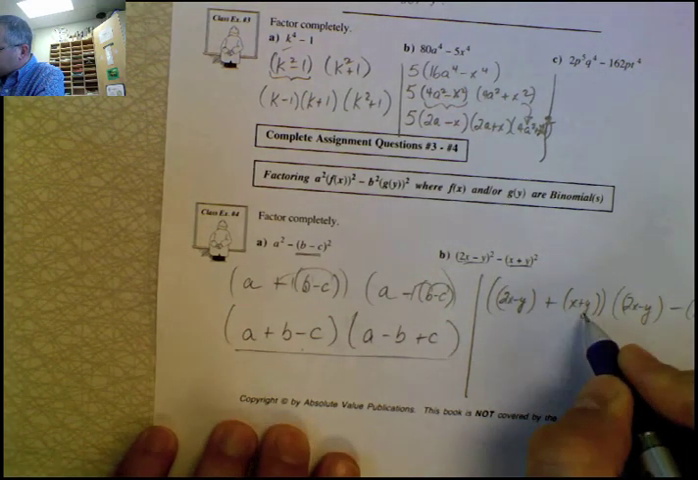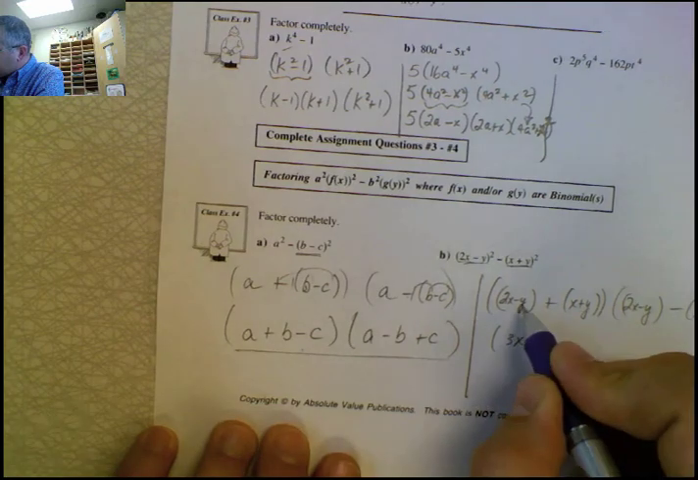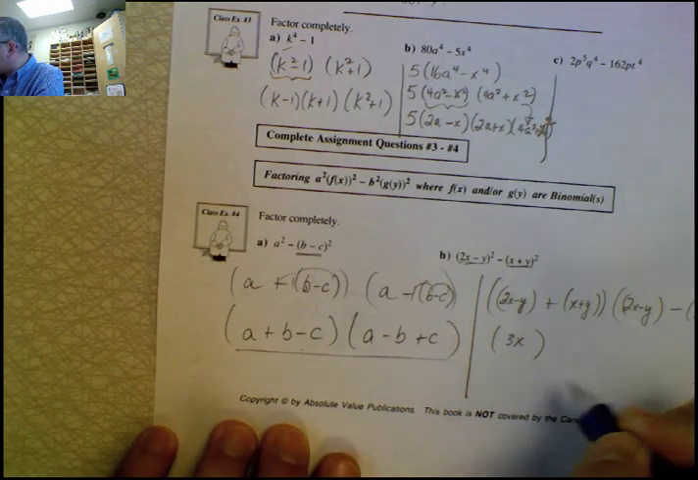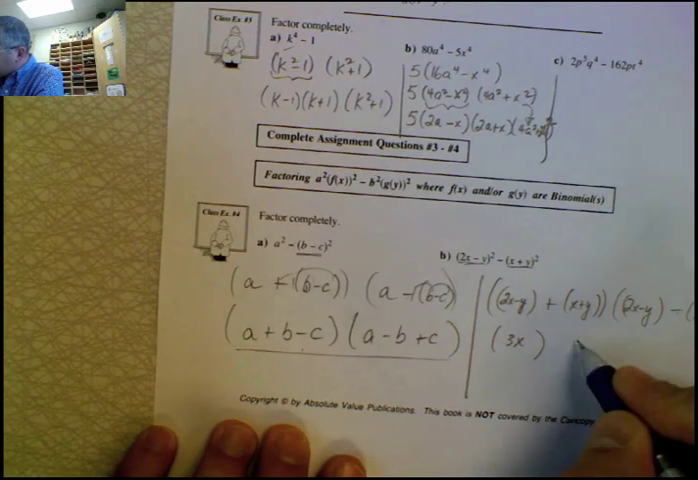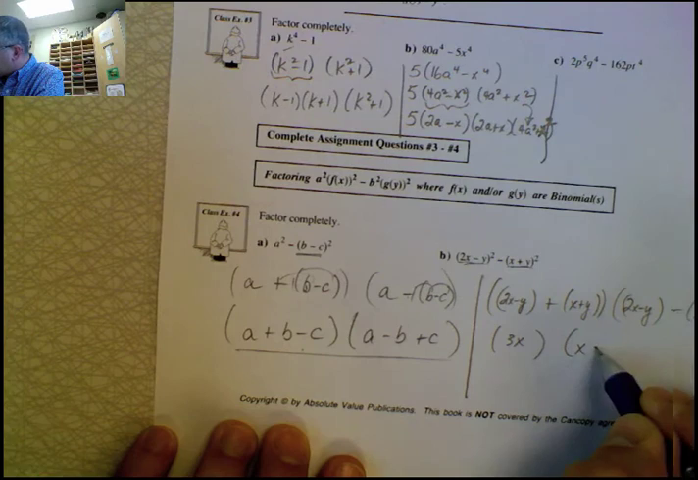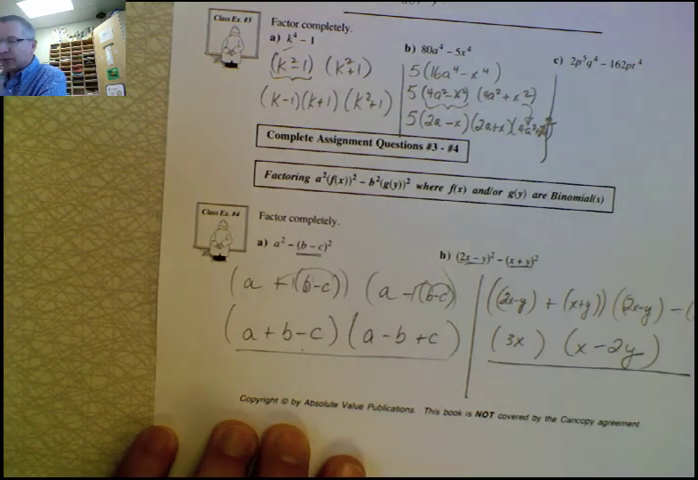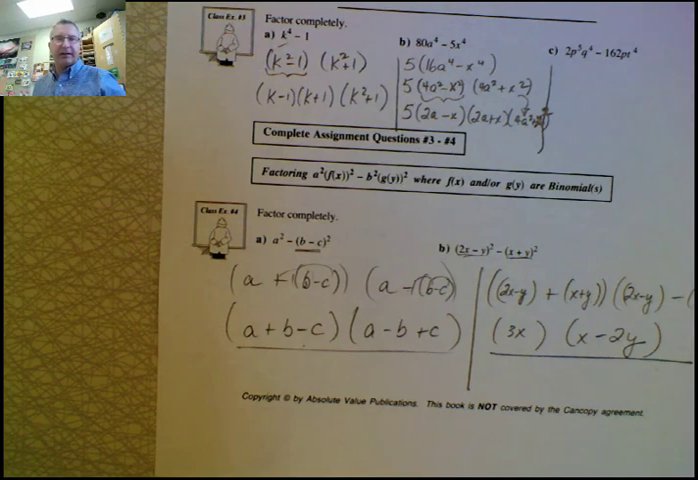So if we look at this first situation, 2x + x gives me 3x. Negative y plus y, well, that cancels out. The next situation, 2x - x is going to give me x. Now negative y minus y is going to give us negative 2y. So there you go. It's not that complicated. It looks scary at the beginning. Don't let it scare you. You just use your rules of factoring difference of squares for that.